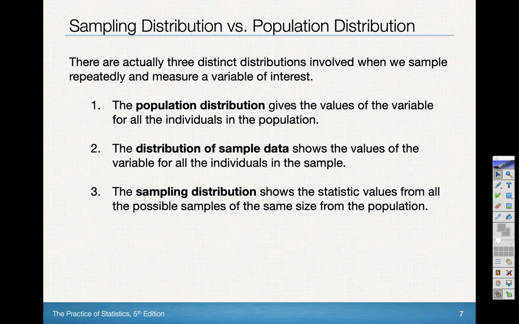Every single dot in this distribution represents the average height of a random sample of 50. So every single dot is actually an x bar, whereas in number 1 and number 2, every single dot is an x value, meaning in our case a height value. In number 1 and number 2, every dot represents an individual. In number 3, a sampling distribution, every dot represents the average height of 50 women.